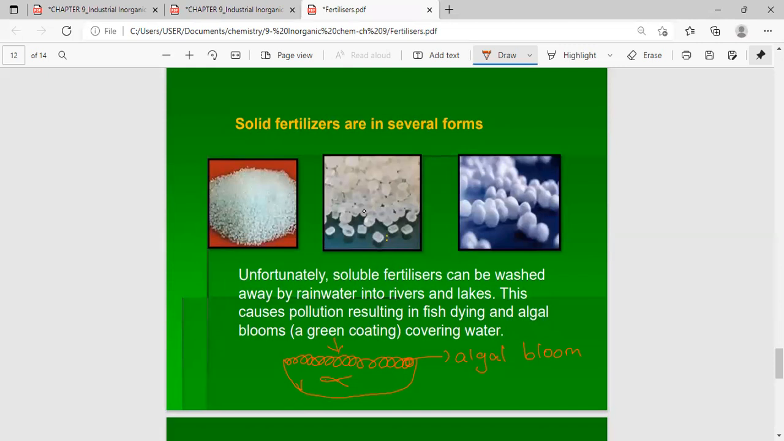So you see here, this causes pollution resulting in fish dying, and algal bloom, a green coating that covers the water. Because of this algal bloom, there's not enough sunlight for other plants to grow, and there's not enough oxygen for the fish. So this whole area will be like a dead area. That is a negative effect of using too much fertilizer.